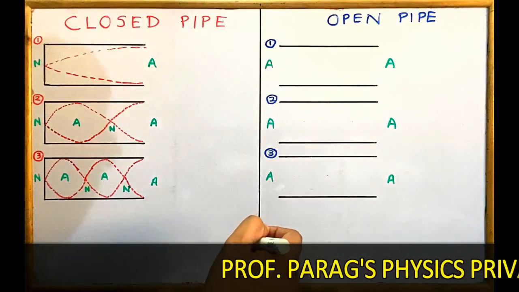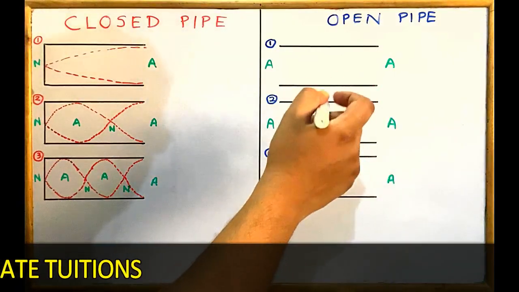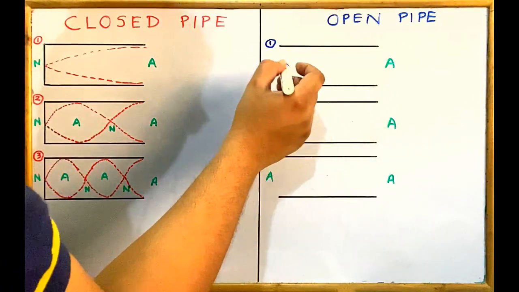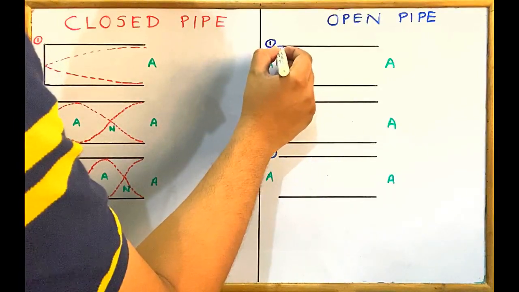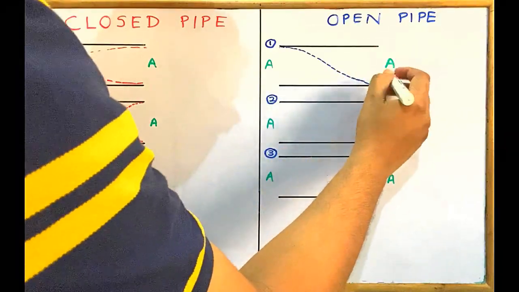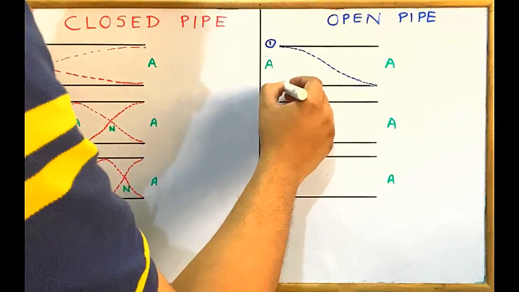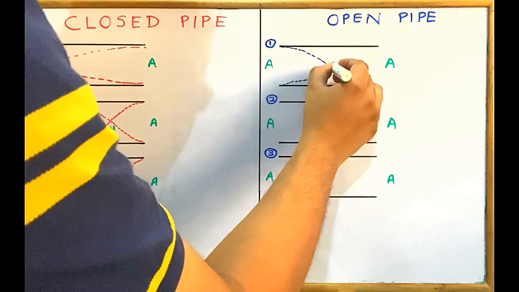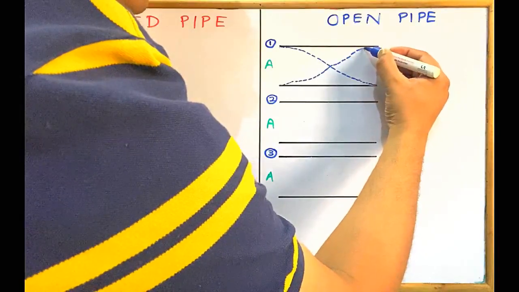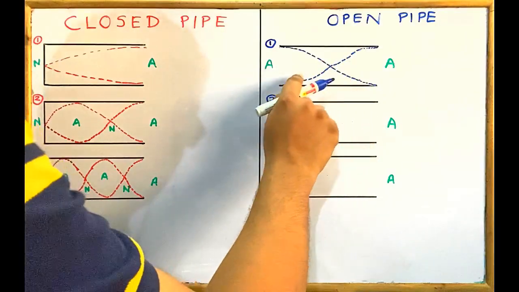Okay, so coming back to our open pipe, all the 6 diagrams here are going to be the graphs. Okay, so we have an antinode to begin with, a node in the center, and then again an antinode. So we will get a graph something like this. Sorry. Right. And then, okay, so it should be more smooth.